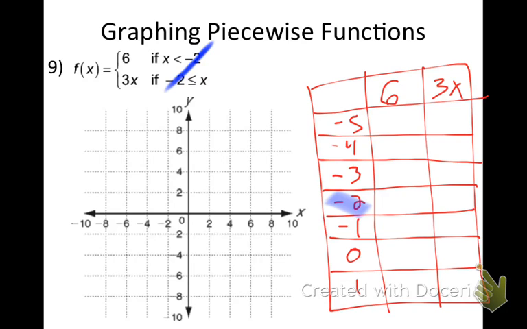Let's do the 6 function first. If I plug in -2, what do I get out? If I plug in -3, what do I get out? If I plug in -4? If I plug in -5? If I plug in negative infinity right there, what do I get out? I just keep going, right?